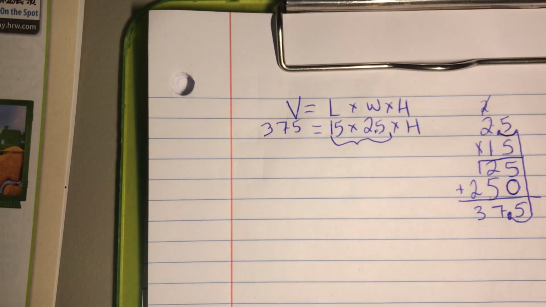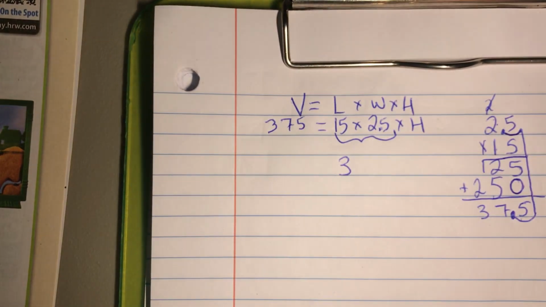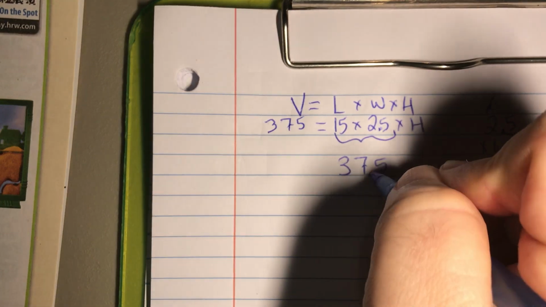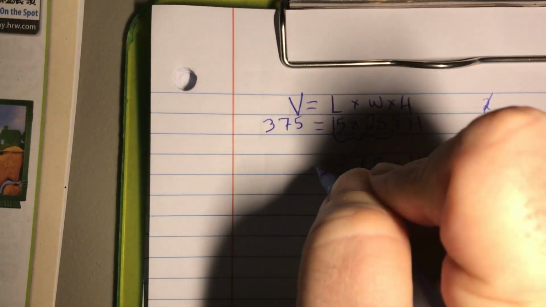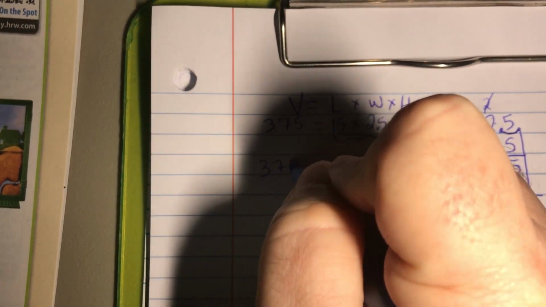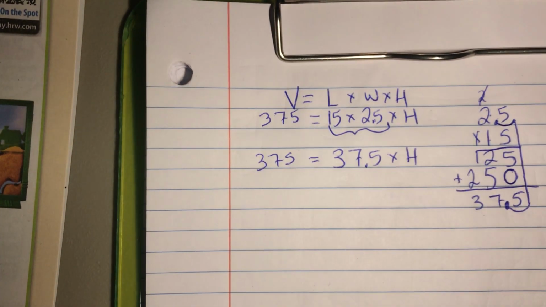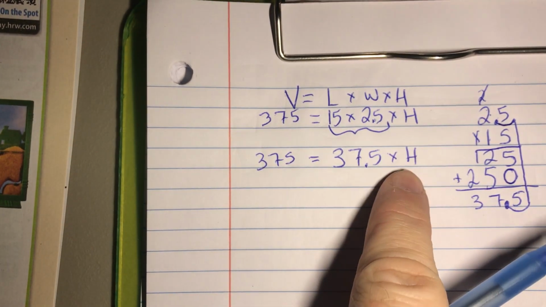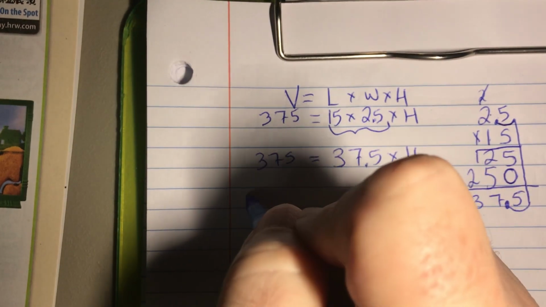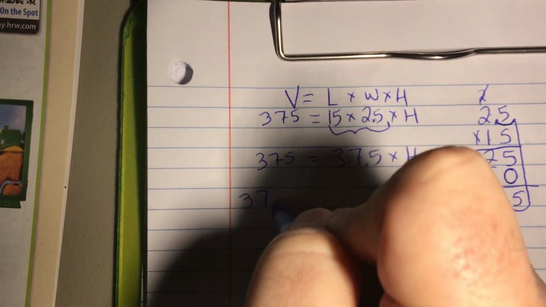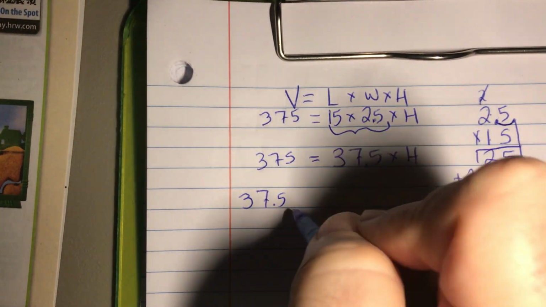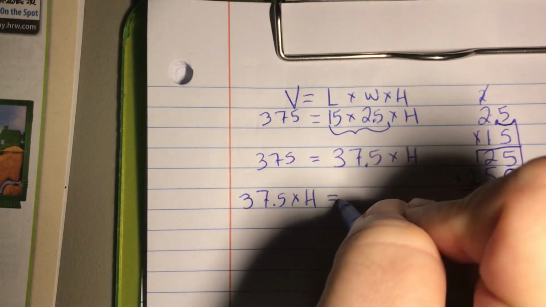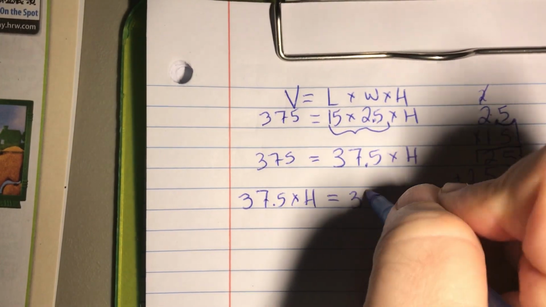So now I'm going to rewrite this information. We have 37.5 times h is equal to 375. Now, I like my equations to have the letter on the left. We talked about this before. So I'm going to put 37.5 on the left times h is equal to 375.